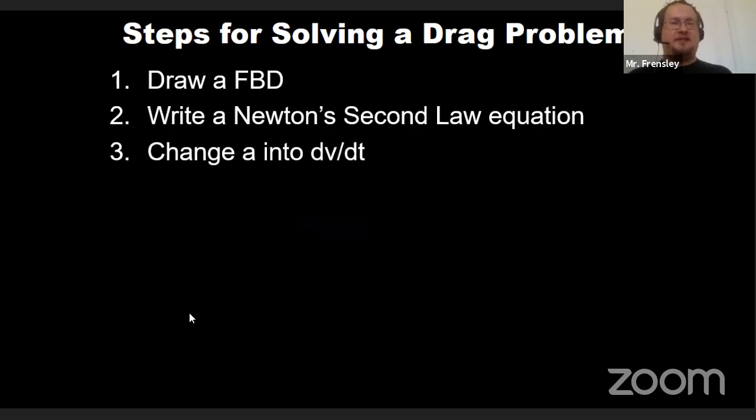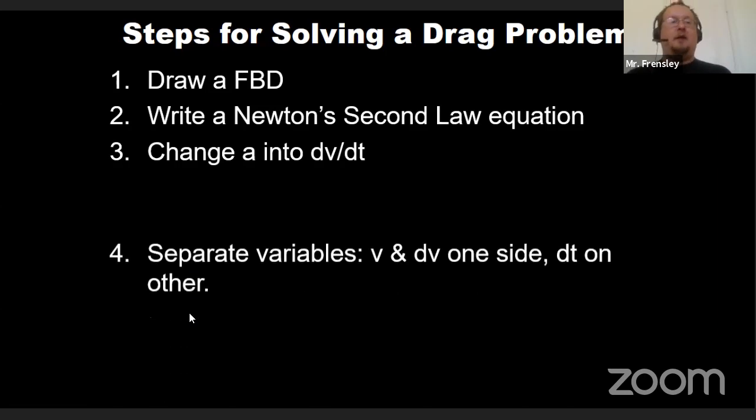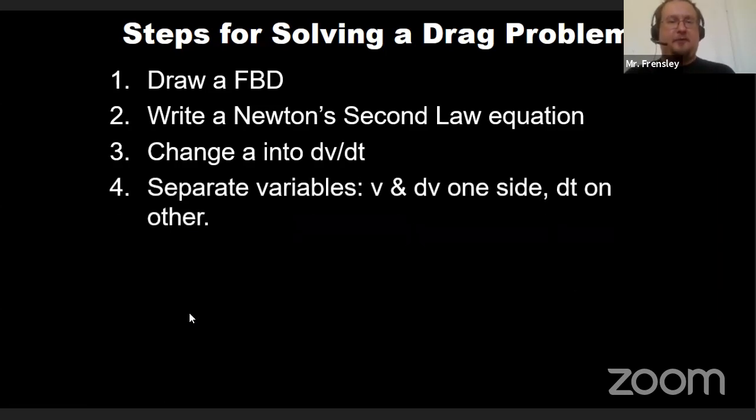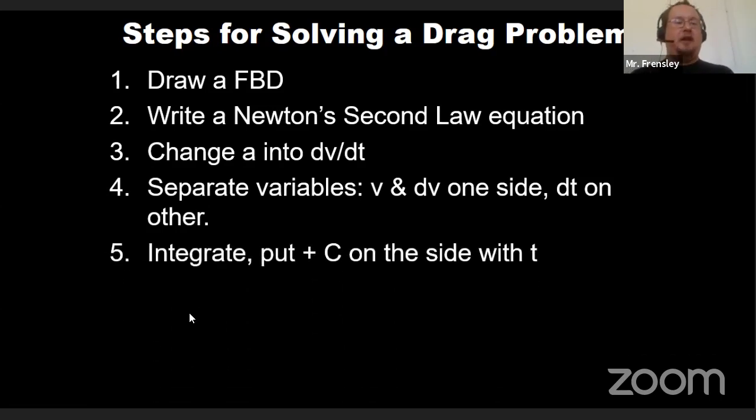Then you will change the acceleration into the derivative of velocity, dv dt. Then you will separate the variables, v and dv on one side and dt on the other, in order to solve the differential equation. You'll integrate both sides, and don't forget to put the plus c on the side with t. If you forget, then you are the missing link.